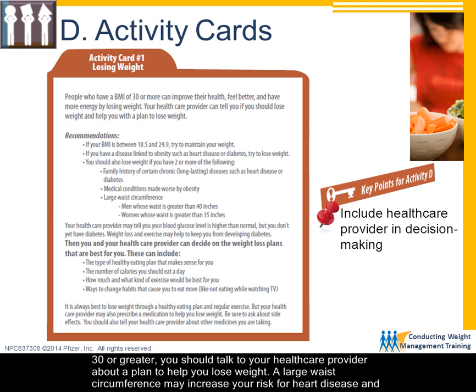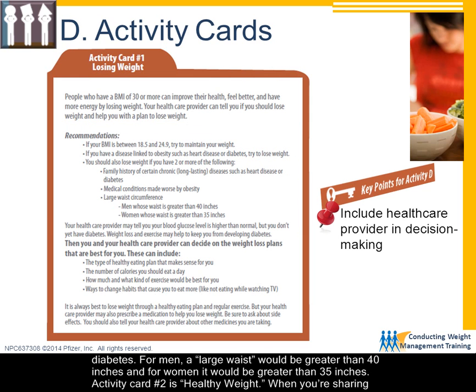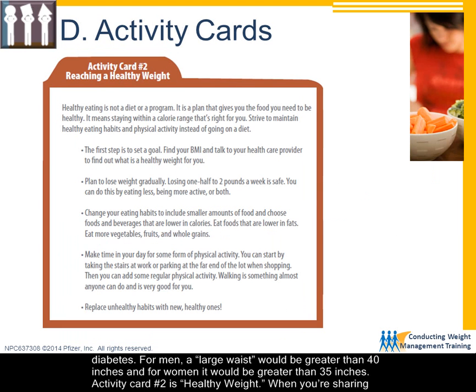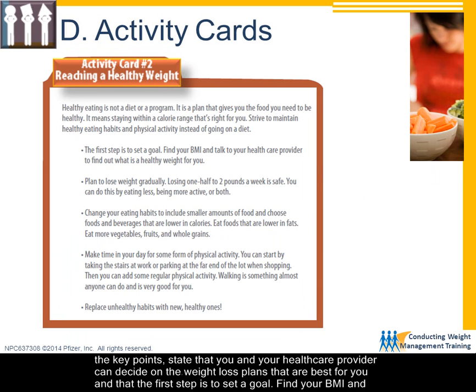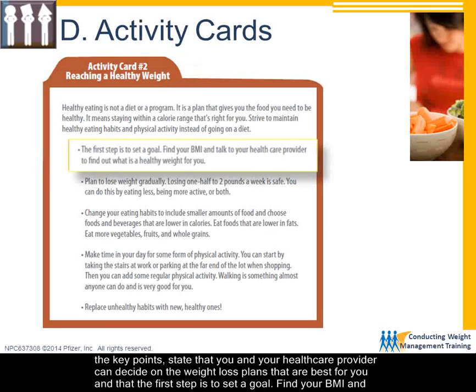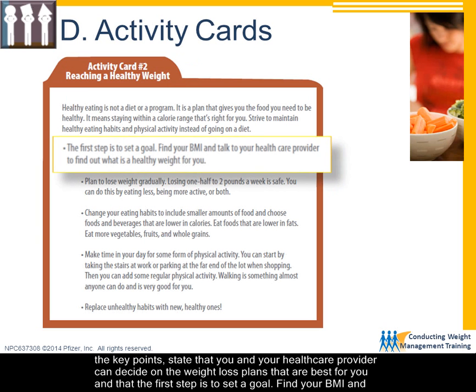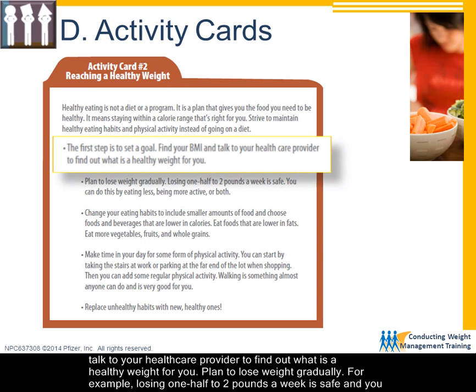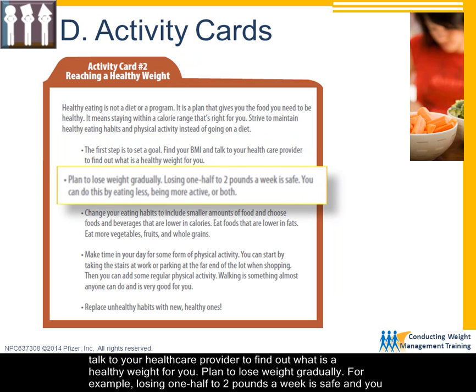A large waist circumference may increase your risk for heart disease and diabetes. For men, a large waist would be greater than 40 inches, and for women it would be greater than 35 inches. Activity card number 2 is healthy weight. When you're sharing the key points, state that you and your healthcare provider can decide on the weight loss plans that are best for you, and that the first step is to set a goal. Find your BMI and talk to your healthcare provider to find out what is a healthy weight for you. Plan to lose weight gradually.